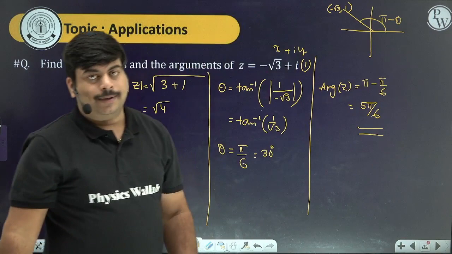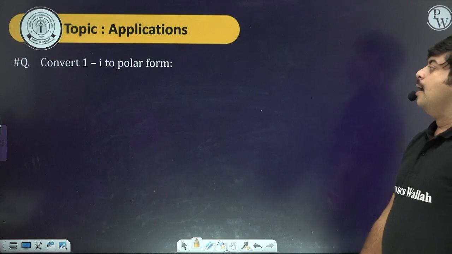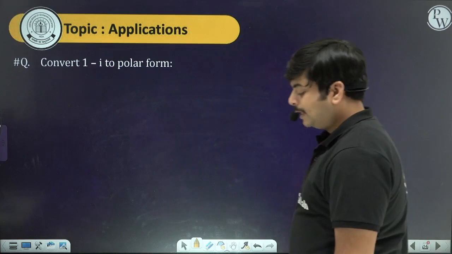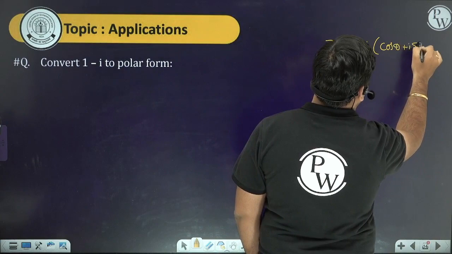Okay, so let's move ahead, students. Let's go for the next concept. What is that? Convert 1 minus i to polar form. So this is about polar form again. So tell me, what things do you need to write in the polar form? z is equal to mod z into cos theta plus i sin theta. That is the polar form. So you need to have mod z.